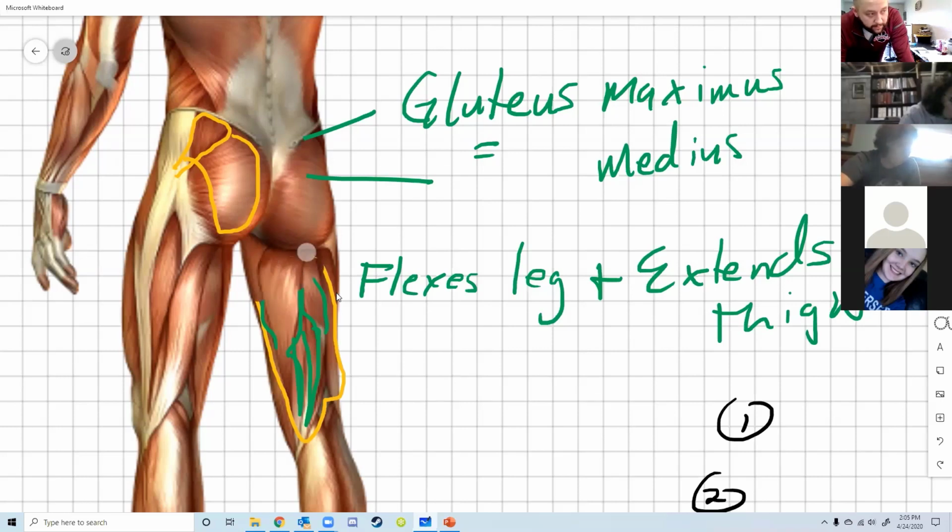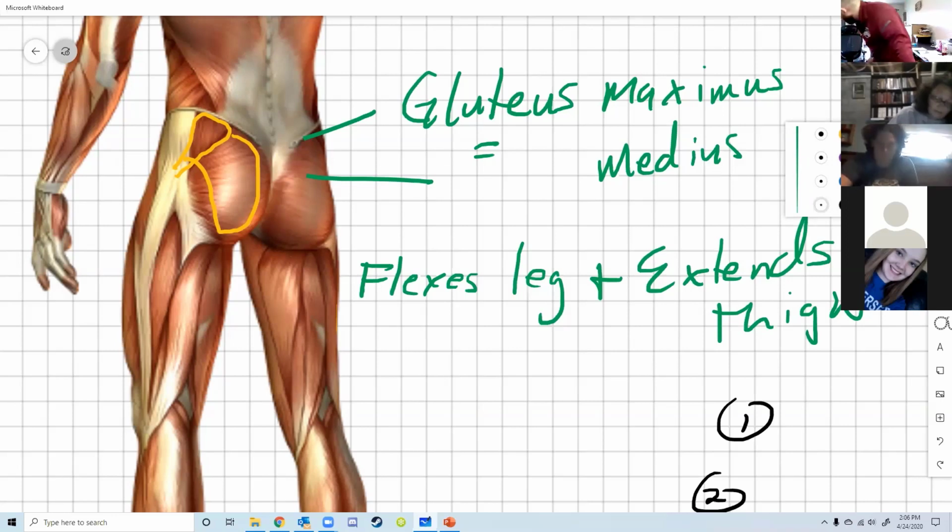I will ask you, it is fair game that I ask you what these muscles do, okay? You should know their names, or the hamstrings. I'm not going to ask you to identify them, though, on a picture like this.